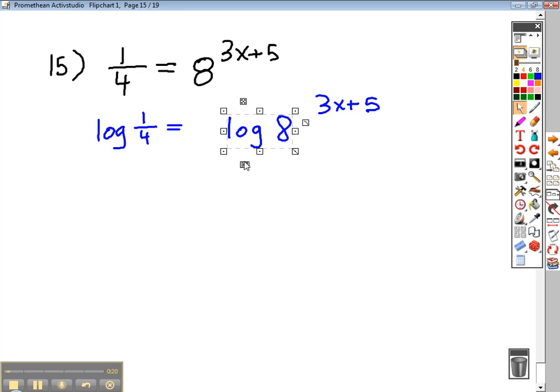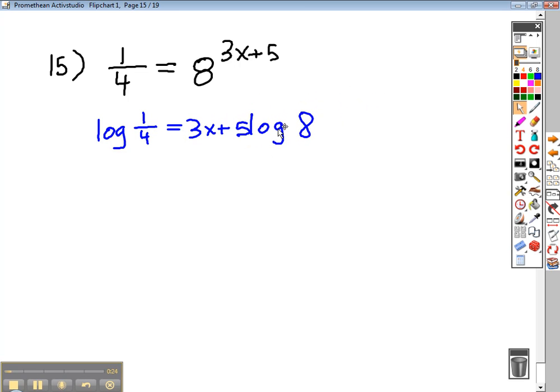Okay, so in fact, let's do that. So what you actually get is 3x plus 5 log of 8, and I'm going to put that in parentheses. Okay, at this point, it's a lot of calculator work. I have to figure out log of 1/4, and I have to figure out log of 8 on the calculator.